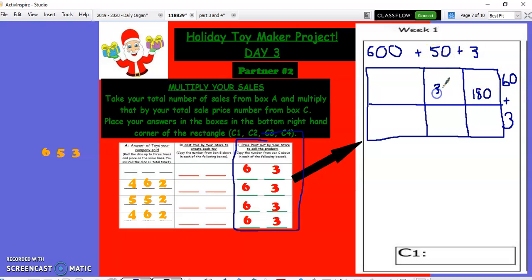6 times 5 is 30. 5 has a 0 in it. 6 has a 0 in it. That makes it 3,000. 6 times 6, 2 6s walked into the desert. They became thirsty 6s. And I've got 3 zeros, so that's 36,000.